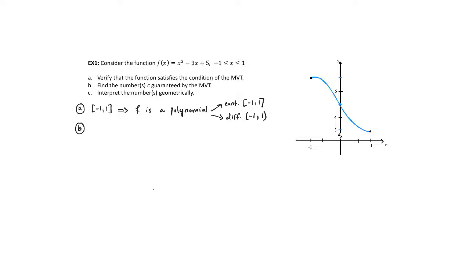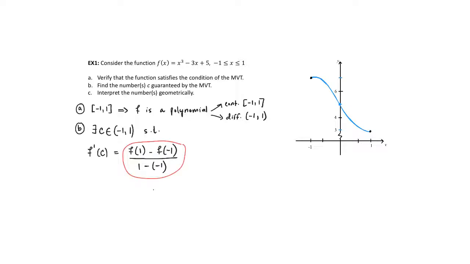The theorem says that if the conditions are satisfied, there exists a number c in the open interval from -1, 1 such that f prime of c is equal to f of 1 minus f of -1 divided by 1 minus -1. So that's a guarantee of the theorem. It's telling us that c exists, at least one c is going to exist. What I will do right now is go ahead and compute the slope of the secant line.